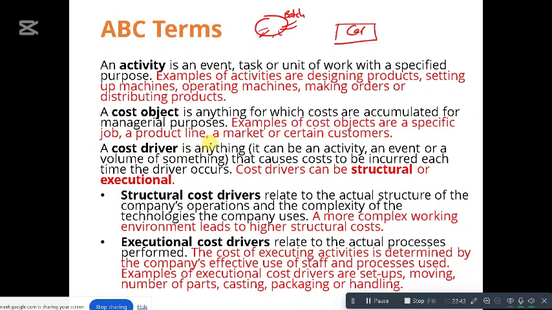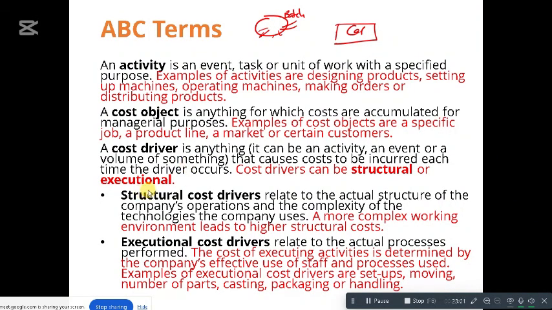Cost driver, I already explained, that is the basis. That is the one driving the cost. For example, delivery. If you do more and more delivery runs, your delivery cost is going to be high. So, delivery runs is a cost driver.